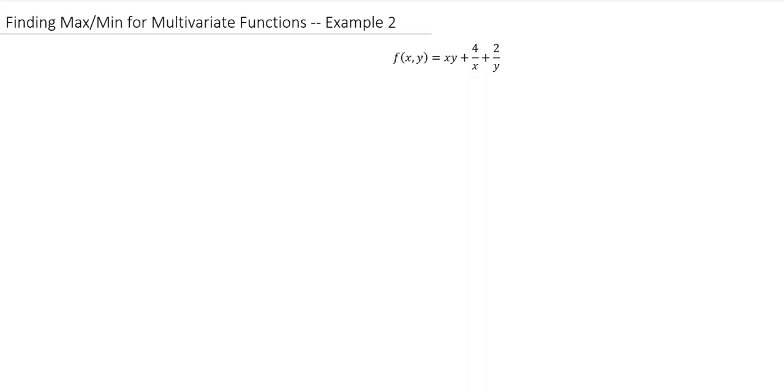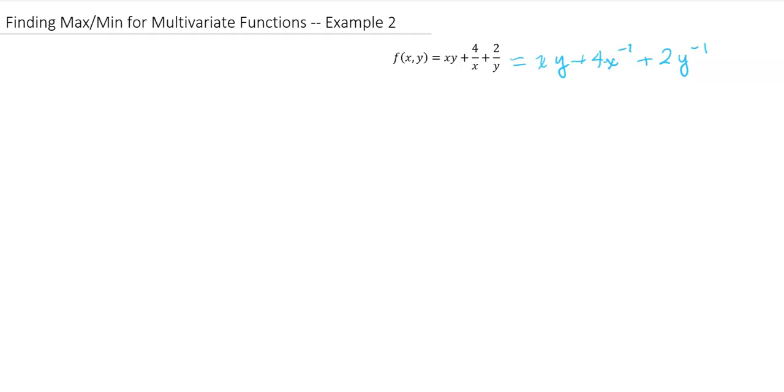Let's look at classifying the critical points for this function. Now, if you've been practicing some, you may want to go ahead and do this. Find the partials while I'm also doing it to see if you've got that procedure down. I would first start this by writing it as xy plus 4 times x to the minus 1 plus 2y to the minus 1. And why do we do this?